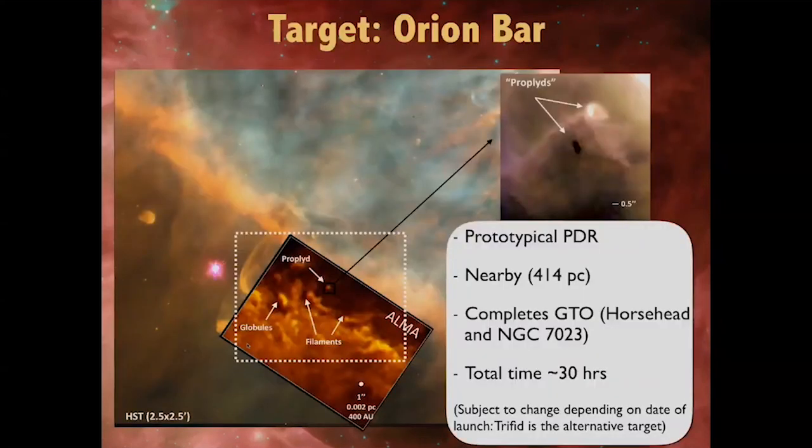Our target is the Orion Bar. This is the prototypical PDR. It has been observed many times before with other instruments, because it's nearby, at a distance of 414 parsec, and it's an edge-on PDR. That means we can really trace the structure like the simple cartoon I showed at the beginning of the slides, going from the ionized gas, crossing the ionization front, crossing the dissociation front, into the molecular zone.